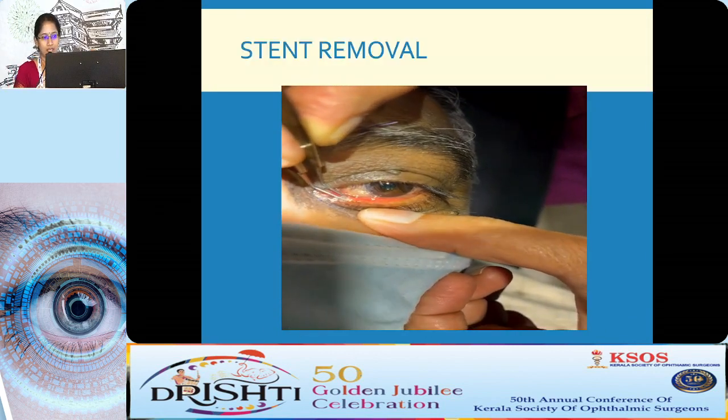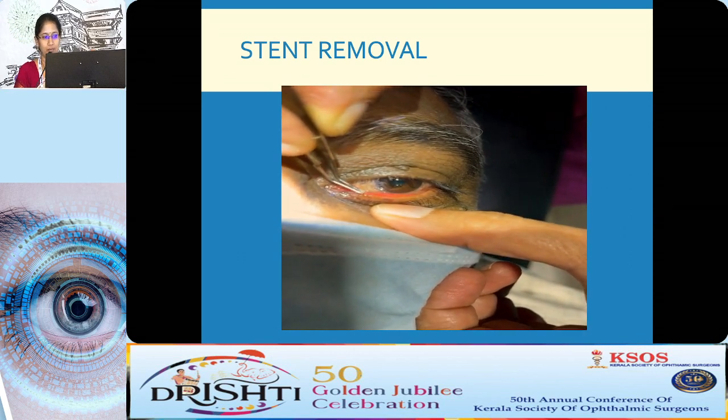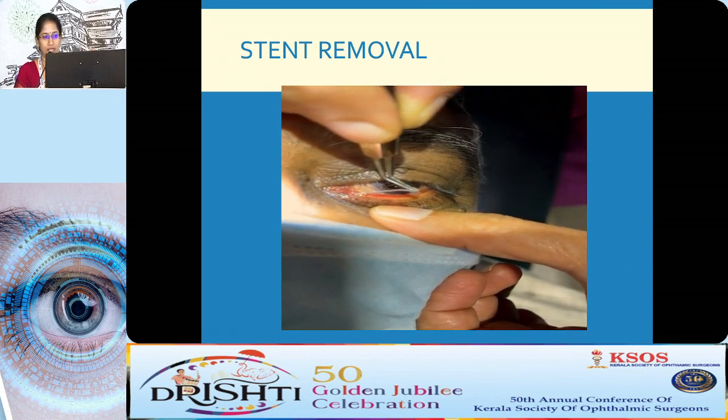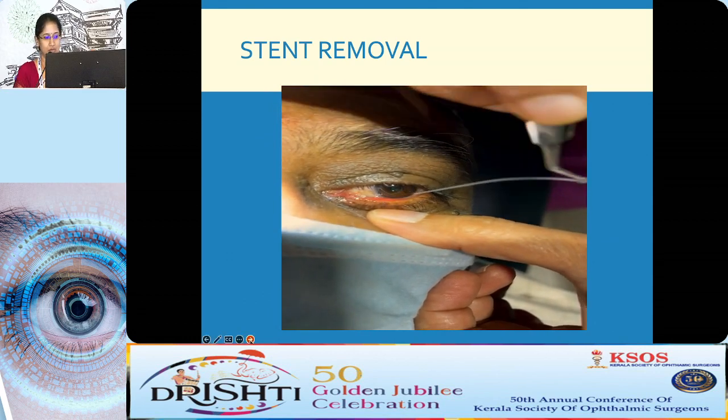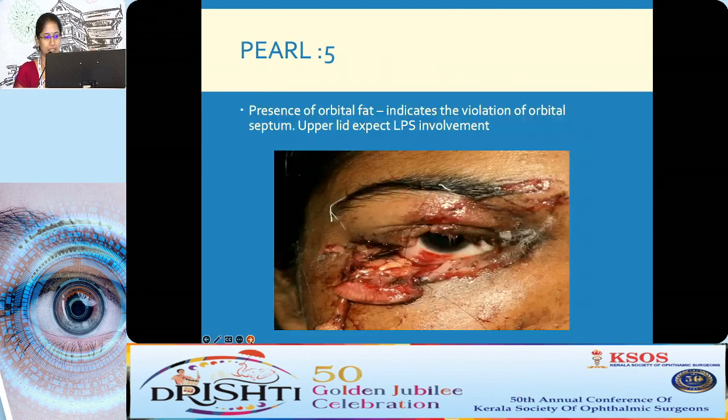Stent removal is very easy. Just do it in the OPD with the non-toothed forceps. You can pull out the entire stent in one go. So this is how we remove the stent. Usually we keep it for about 6 weeks.